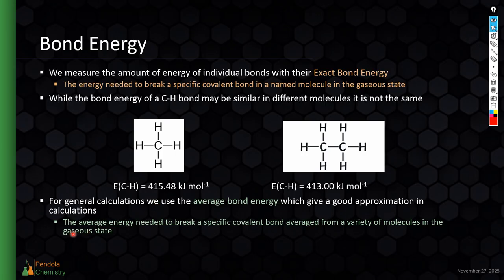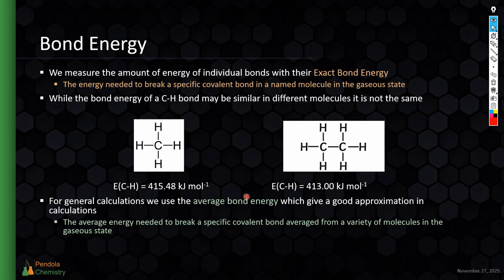The average bond energy is simply the energy needed to break a specific covalent bond averaged from a variety of molecules in the gaseous state. Always in the gaseous state. So that's very important. When we're breaking bonds, we're doing so in the gas state. That's the definition of bond energy. So it's the amount of energy needed to break a specific bond in the gas state of the molecule, but this is an average, meaning that we are going to grab all the exact bond energies of the CH bond in methane, the CH bond in ethane, and the CH bond in every molecule that has CH bonds in it, and that average is what we call the average bond energy.